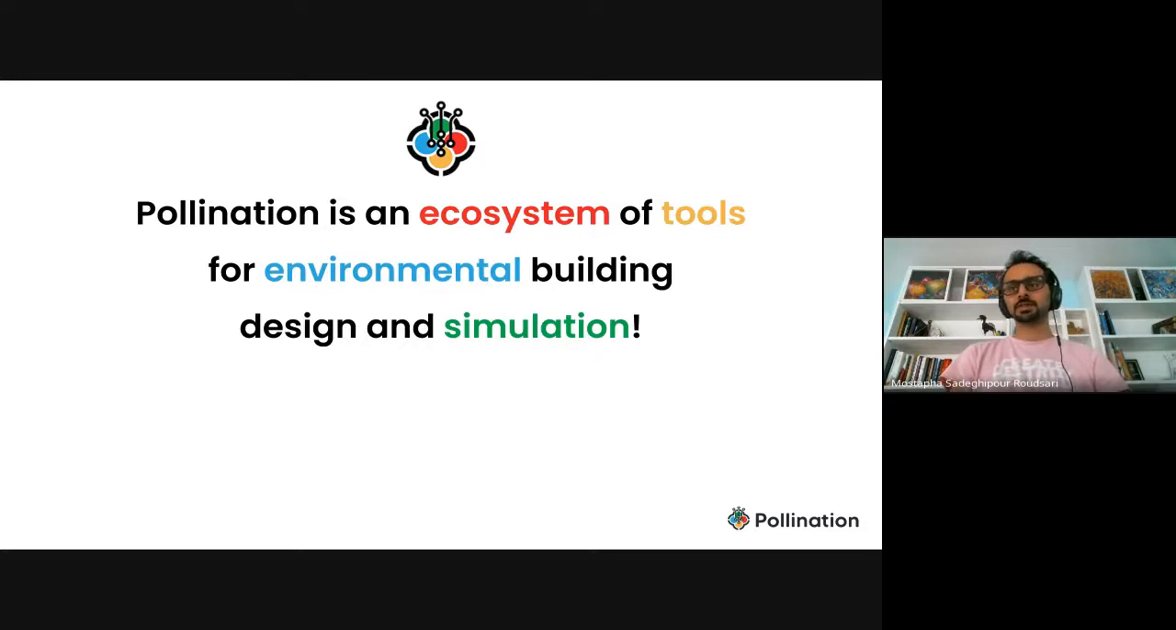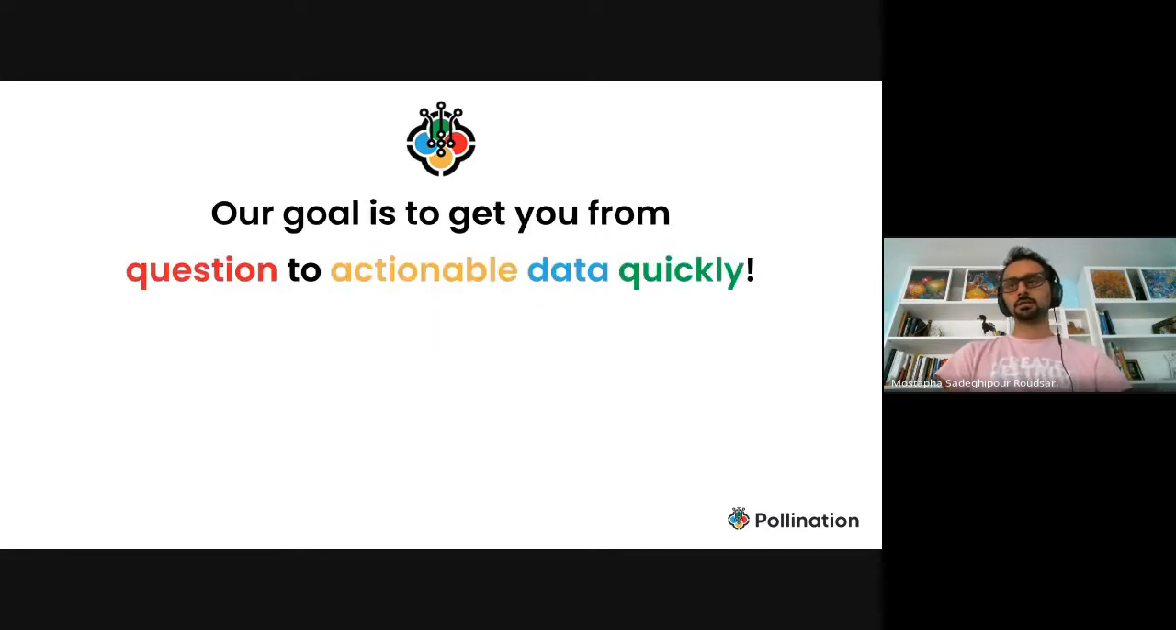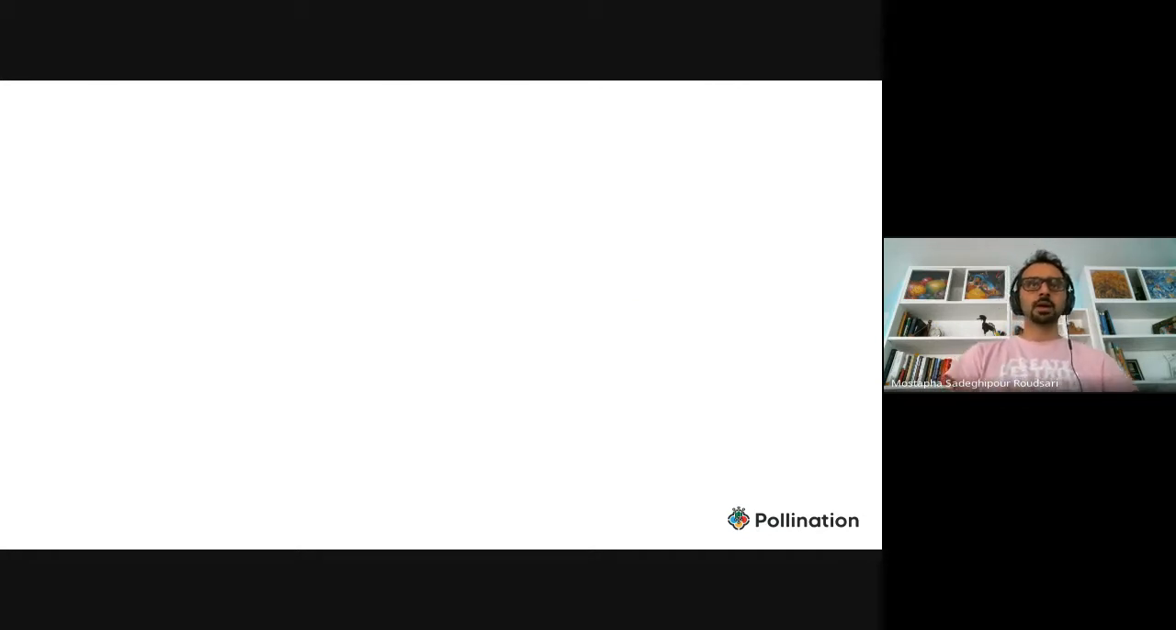So this time I won't have product updates, and that will be the first question to answer. So most of you should know what Pollination is, but if this is your first time coming here or hearing about Pollination, Pollination is an ecosystem of tools for environmental building design and simulation. The goal of developing this ecosystem is to help you get from question to actionable data quickly. As an ecosystem of tools, there are different parts to the system. The solution provides some functionality on the desktop side and some on the cloud side.